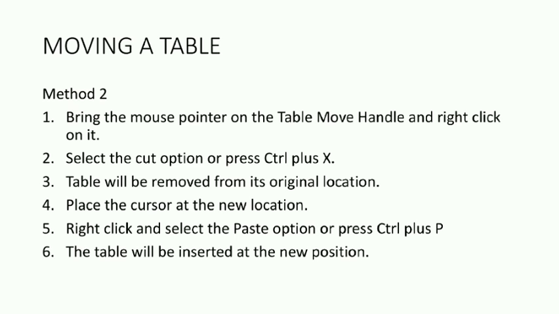Suppose we have to move the table to another location, then at that location we have to place the cursor. Then what to do? Here is the fifth point: right click and select the paste option, or press Ctrl plus P. The place where we have to move the table, we have to right click there. After pressing the right click, a pop-up menu will appear where we can find the paste option. Just click over this paste option, or we can use the shortcut command Ctrl plus P.